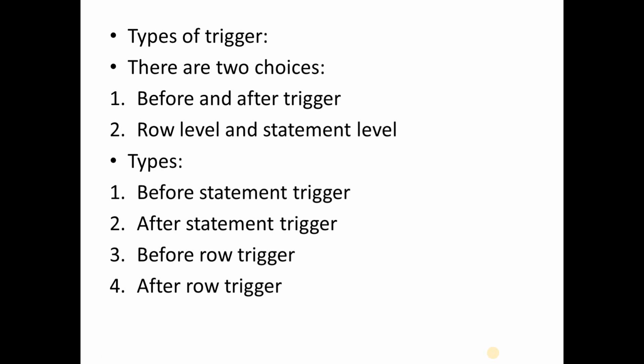Then there are types of trigger, four types of trigger, and those four types are based on two choices. Those two choices are: first, BEFORE and AFTER trigger, and second, row level and statement level trigger. On the basis of these two choices, we can bifurcate the types of trigger into four types: before statement trigger, after statement trigger, before row trigger, and after row trigger. So first of all, look at the choices. The first choice is before and after trigger. So what is meant by before trigger?